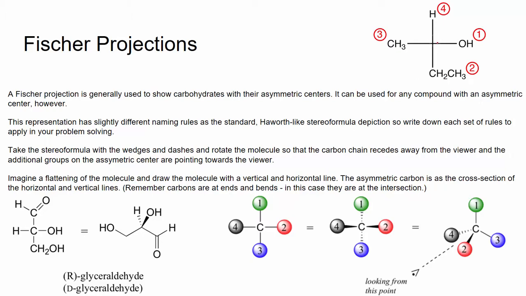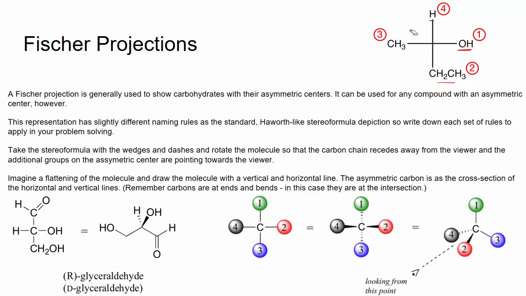So you see here is an asymmetric center. This is an sp3 hybridized carbon. We still have a carbon at every end and bend. It's just this time it's an intersection. So here we have our carbon, and our four groups are our alcohol, an ethyl, a methyl, and a hydrogen.